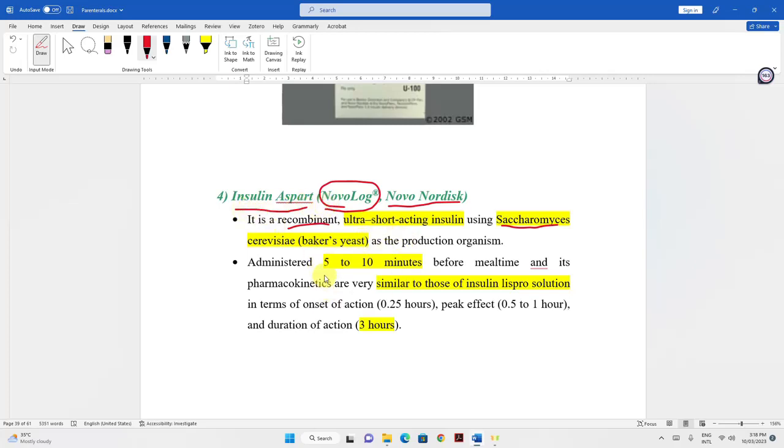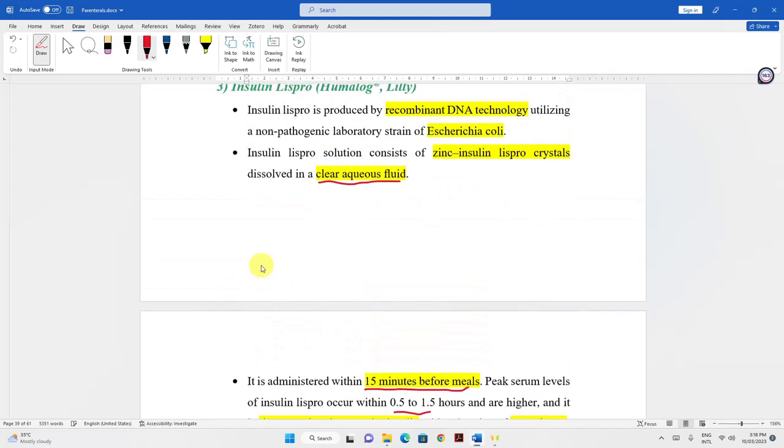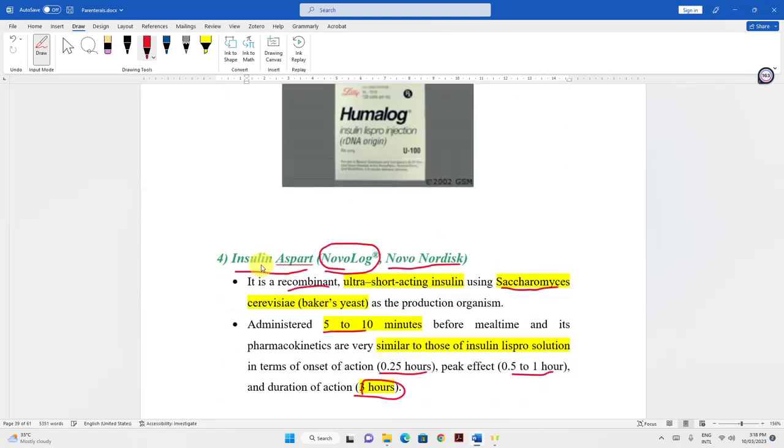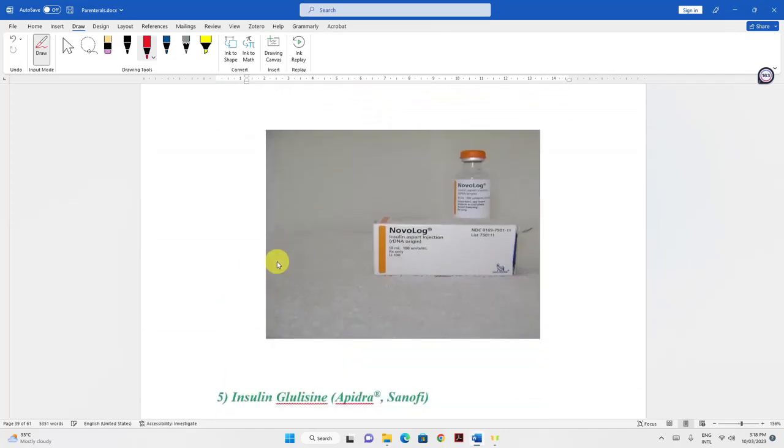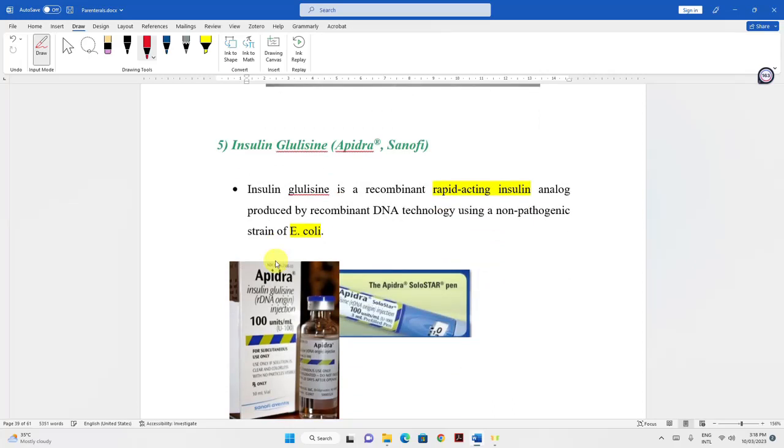It's ultra short. It's taken 5 to 10 minutes before meals, and the onset of action happens within a quarter of an hour, the peak comes in half an hour to 1 hour, and the duration of action is 3 hours. It's even faster than Lispro. But both of them are faster than the regular insulin.